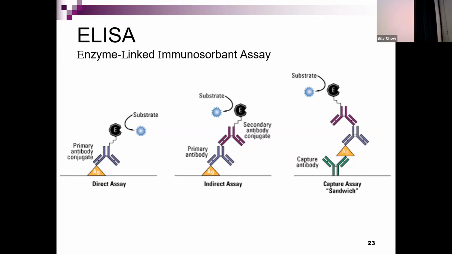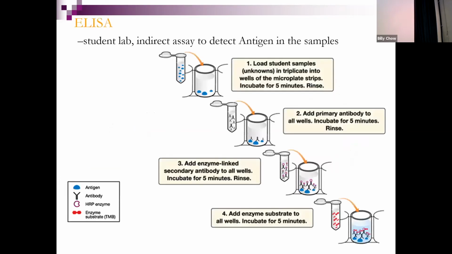Okay, so there are only three different ways for detections. And oftentimes, you will see a color change later on, either in solution or in Western blot or in cytochemical staining. You will see actually the color deposit onto the cell or the material for you to detect. Okay, so a very similar technique. This is the ELISA technique. This is the ELISA that you will do in your laboratory.